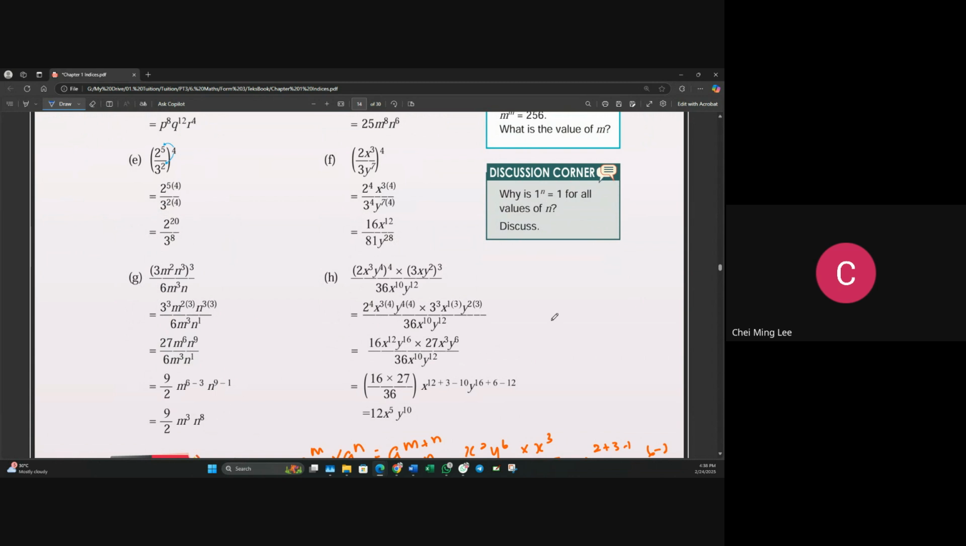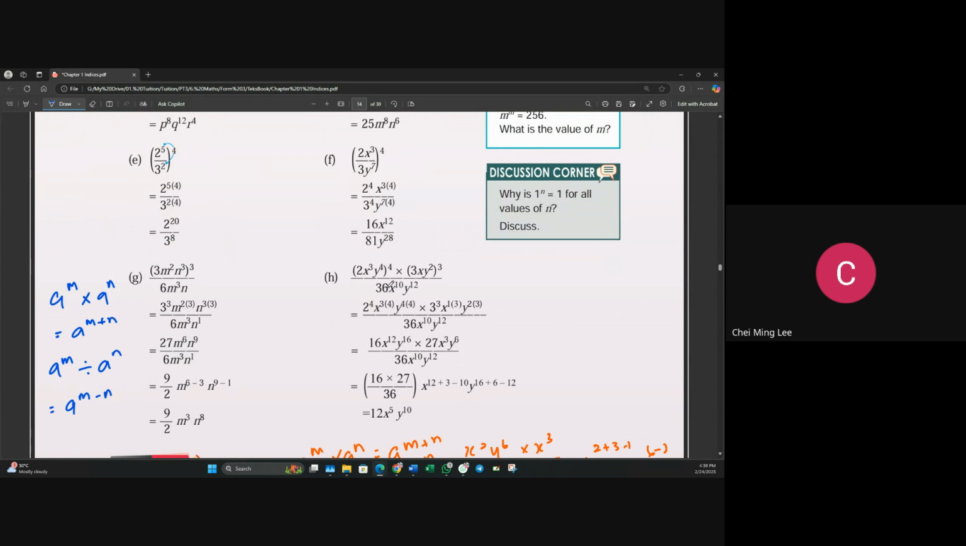Okay, remember this one: when a to the power of m times a to the power of n, it becomes a to the power of m plus n. When a to the power of m divided by a to the power of n, it becomes a to the power of m minus n. So this is how this thing happens here. So this one as well.